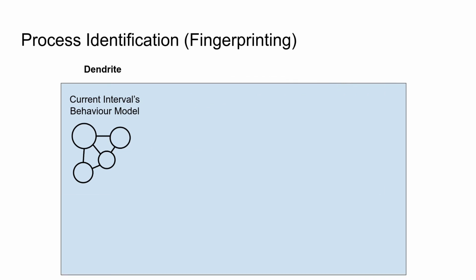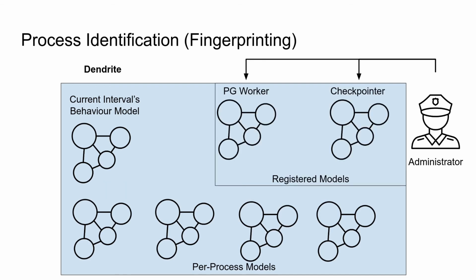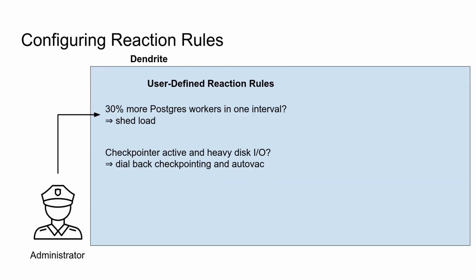By using event proportion, Dendrite is resilient to slight changes in overall event count during a given time interval. Dendrite also uses this technique to identify running data system processes. The combined time interval model is decomposed into that of individual processes and compared to administrator-registered models to identify which classes of processes are running. Doing so removes the need to rely on process and thread naming conventions.